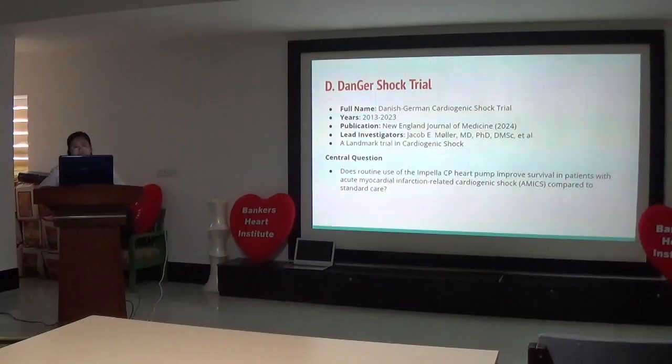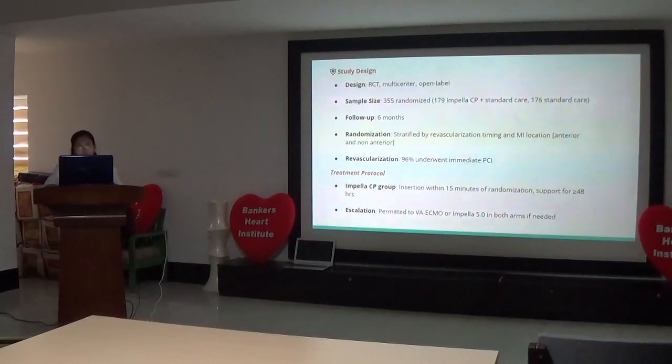So the question was, does routine use of Impella CP heart pump improve survival in patients with acute myocardial infarction-related cardiogenic shock compared to the standard care? The design was again randomized controlled. Sample size was 355, with a 1:1 ratio: 179 Impella CP patients and standard care patients. This standard care included patients with IABP or without IABP.